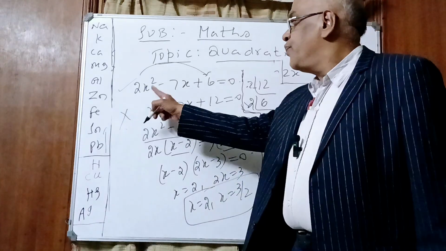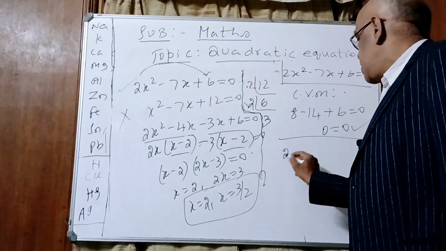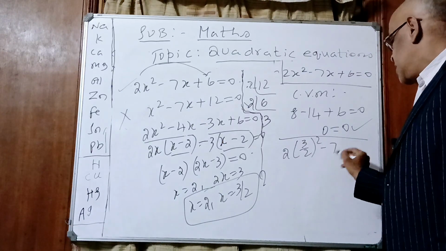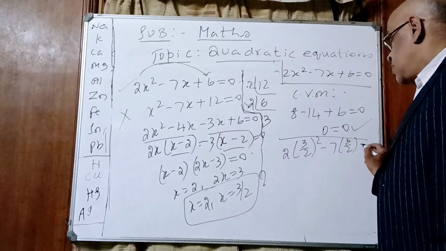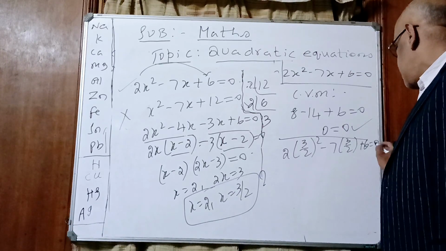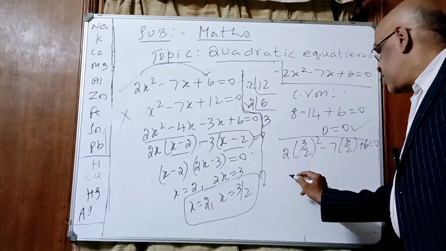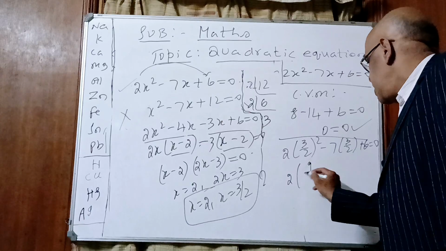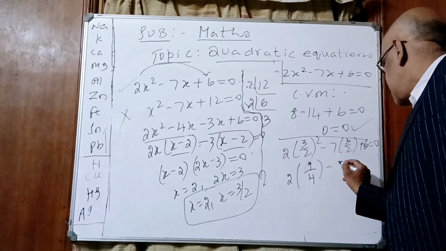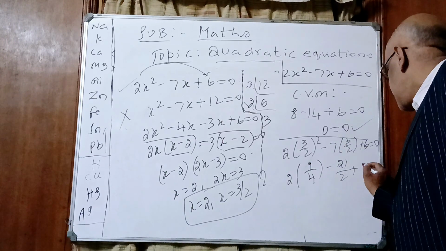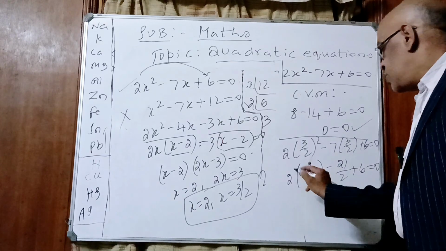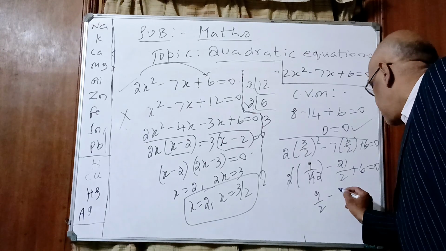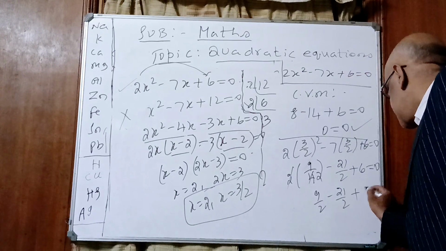Put 3 by 2. What is that? 2 into 3 by 2 whole square minus 7 into 3 by 2 plus 6 should give us 0. What is the answer? Write it. Square, 3 square 9, 2 square 4, minus 7 3s are 21 by 2 plus 6 should give us 0. 2 1s are 2, 2 2s are 9 by 2, 9 by 2 minus 21 by 2 plus 6.